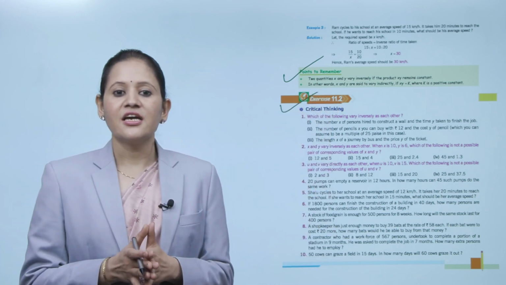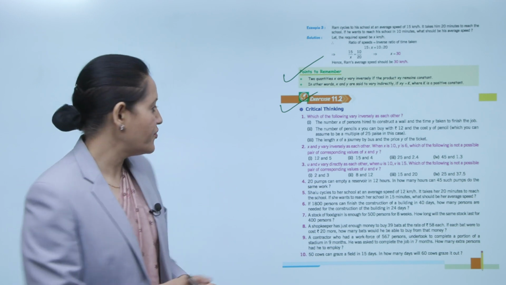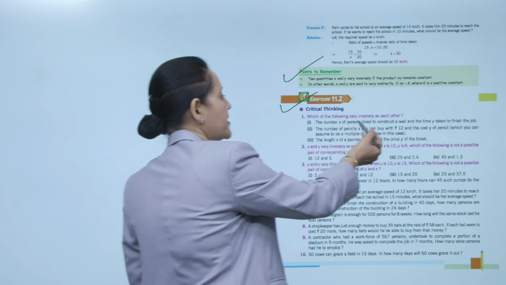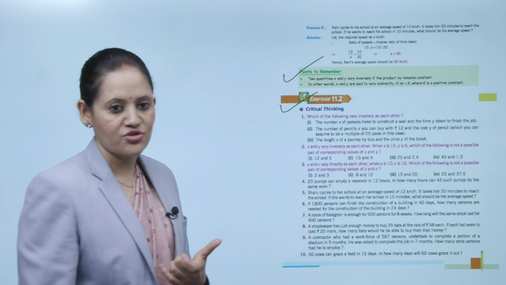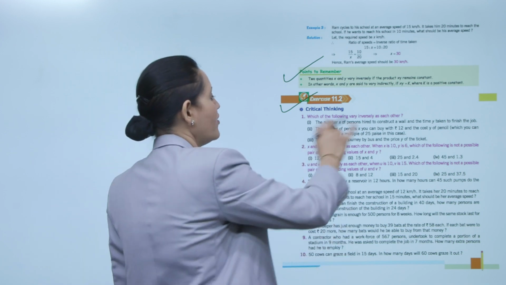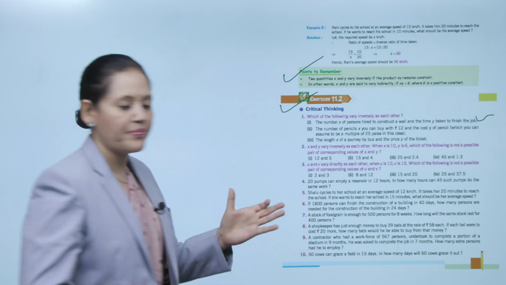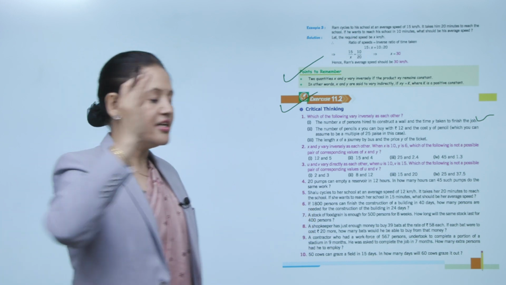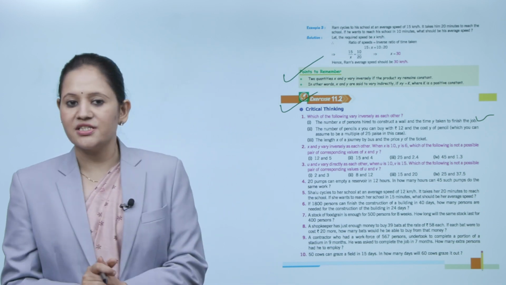Critical thinking. Which of the following vary inversely as each other? So first is the number x of persons hired to construct a wall and the time y taken to finish the job. So this is the case of inverse variation, because as the number of persons increases, the number of days to construct the wall will decrease. So this is the case of inverse variation.